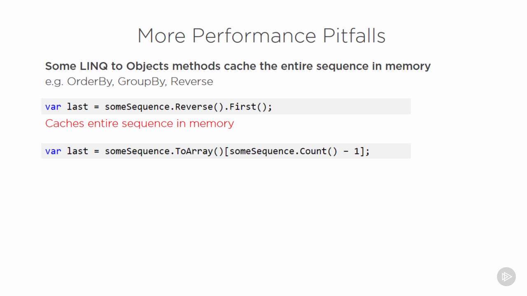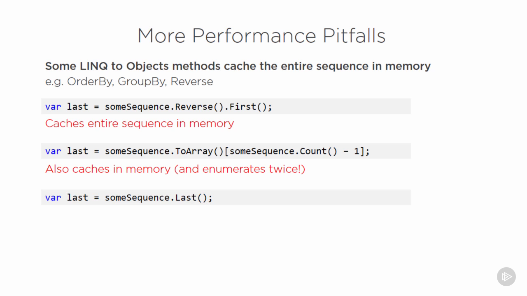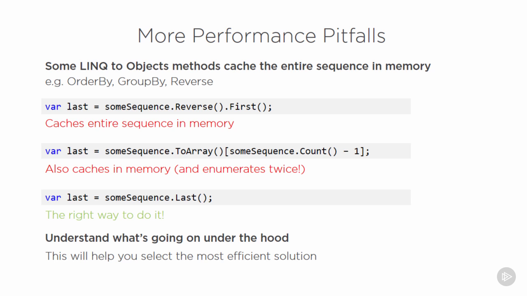Or here's another attempt I've seen trying to do the same thing, but this one's even worse because it not only caches it in memory, but it enumerates through twice. And of course, LINQ already has a perfectly suitable method, the Last method, to solve this particular problem. But the point I'm trying to make here is that whenever you write a LINQ query, you should at least give some thought to what will be required to execute it under the hood. Will the whole sequence need to be evaluated? Will the whole sequence need to get temporarily cached in memory? And if so, is that really necessary? Or maybe there's another LINQ method or an extension method from MoreLINQ that can achieve the same results in a more efficient manner.